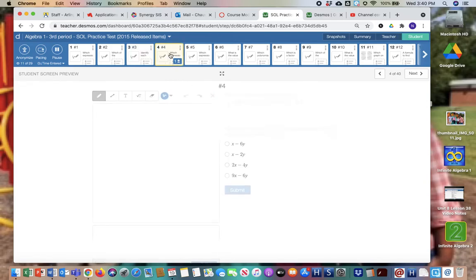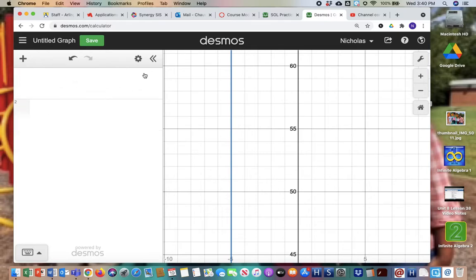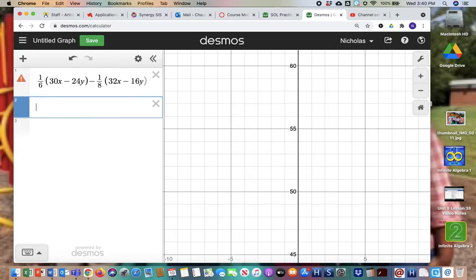Okay, screen 4. So which expression is equivalent to this? Now, we could do the for real actual workout, but again, we're focusing on the SOL and how do we actually get these questions correct. So what I would suggest is copy it, and then on the SOL, you will have your Desmos calculator. So copy it into the Desmos calculator and paste it.